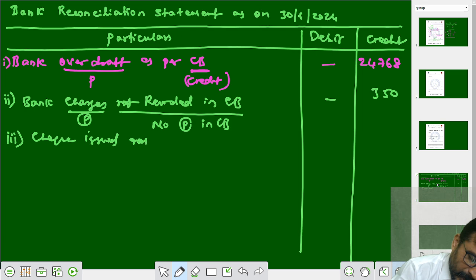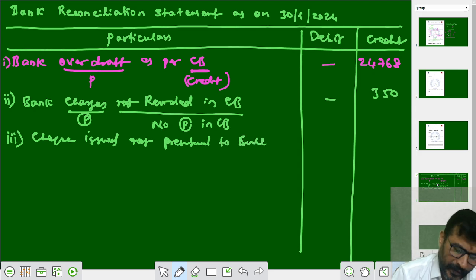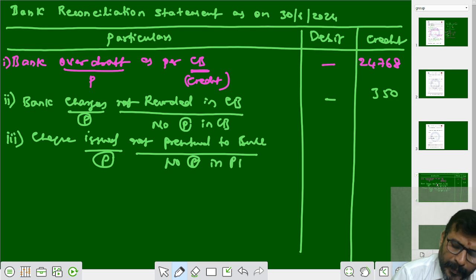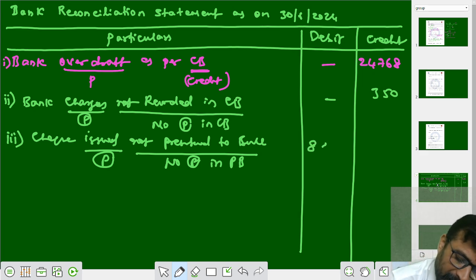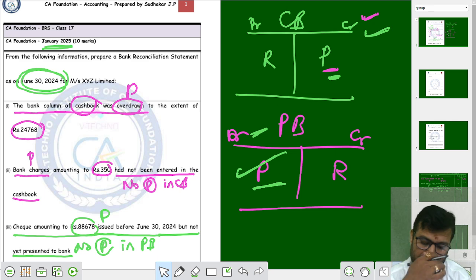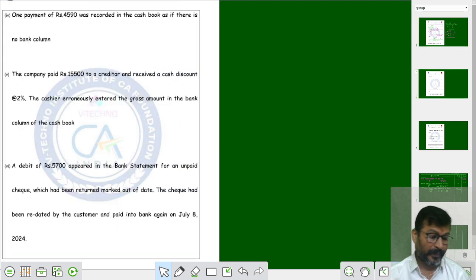Checks issued not presented to bank. Issued means payment. Not presented to bank means no payment in the passbook. That means no debit in the passbook. So we have to take it on the debit side, 88,678. Right? See the next point of the problem.